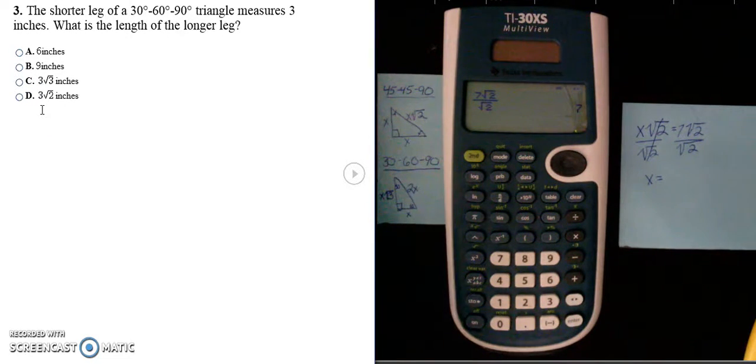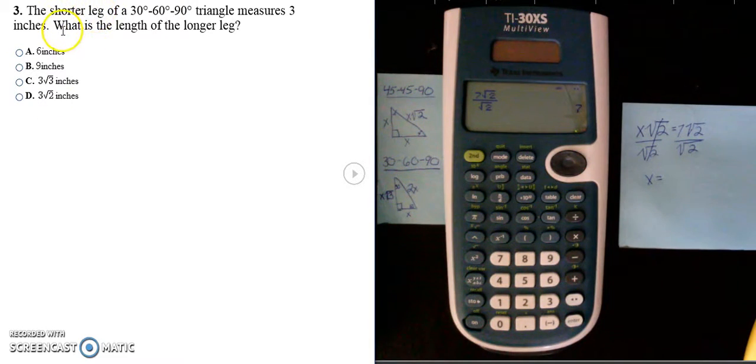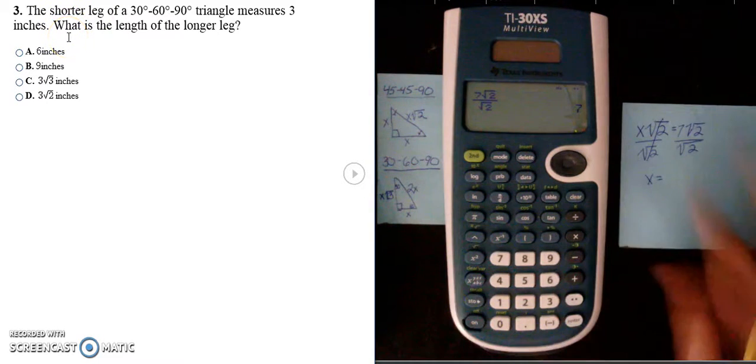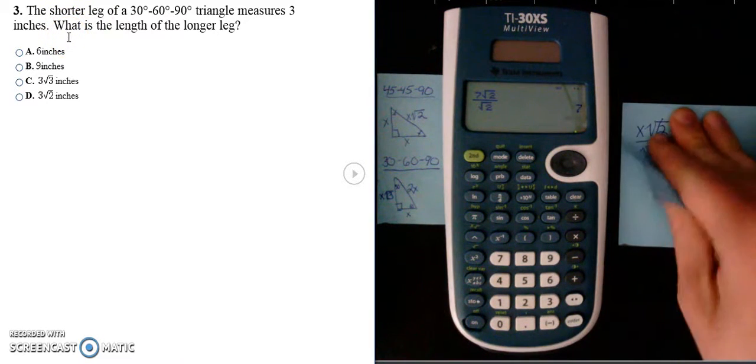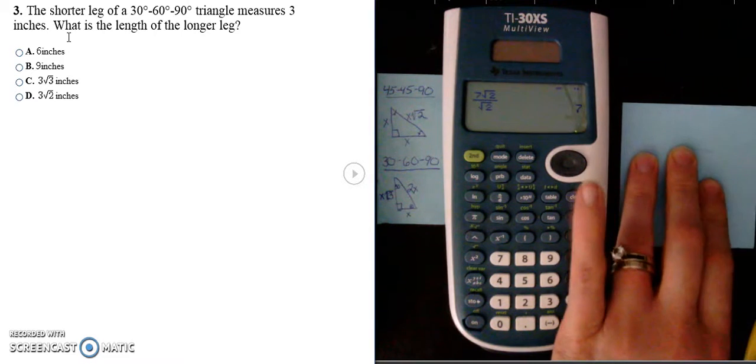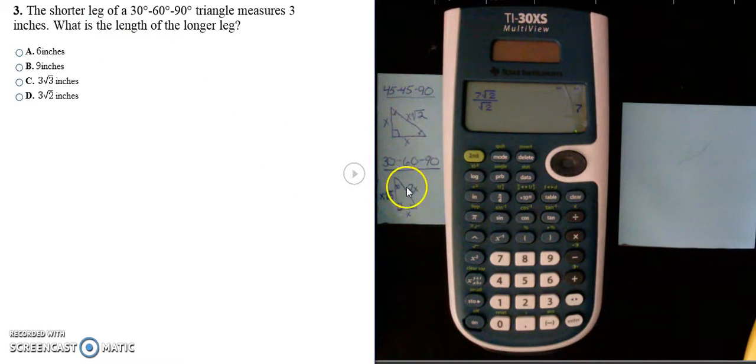Now I'm looking at examples of a 30, 60, 90 triangle. So here it tells me that the shorter leg is 3 inches. I look at my rule triangle, and the short leg is across from 30, so that's going to mean that my short leg is equal to x.